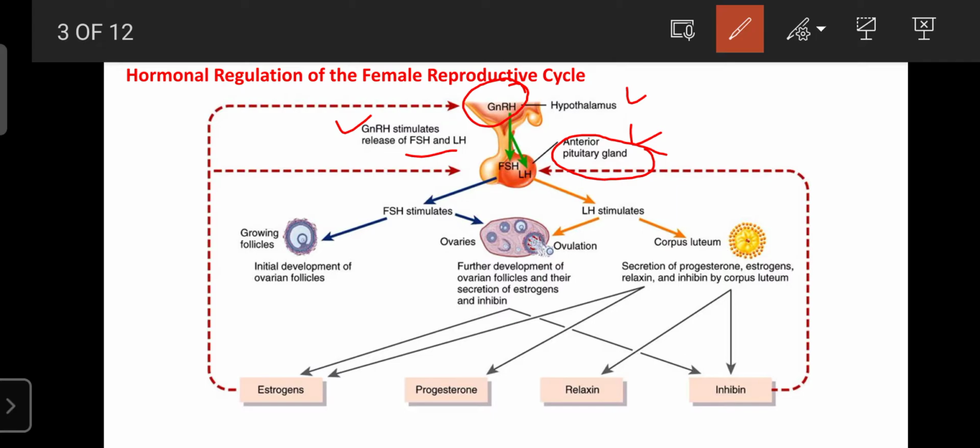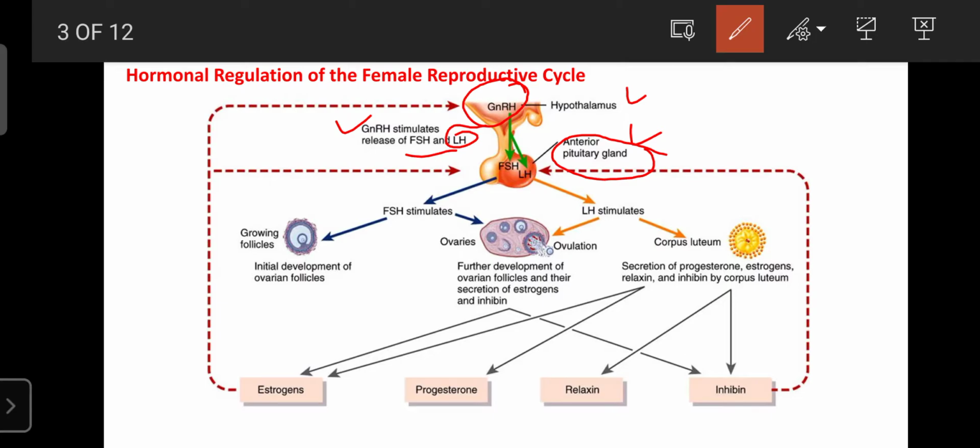That hormone is also stimulated or secreted under the influence of the FSH. And regarding the LH, that is also known as the luteinizing hormone. It is an anterior pituitary hormone. This LH can also stimulate the development of the ruptured follicles.